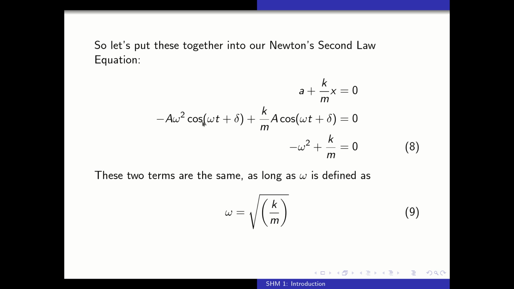recognize that, oh, actually, I apologize. I lost track of where I was. We can see we have the same cosine omega t plus delta term in each of these added terms. So let's factor that out. Let's divide both sides by cosine omega t plus delta. Let's also divide both sides by A. When we do, we're going to be left with just that minus omega squared from the first term and plus k over m here.